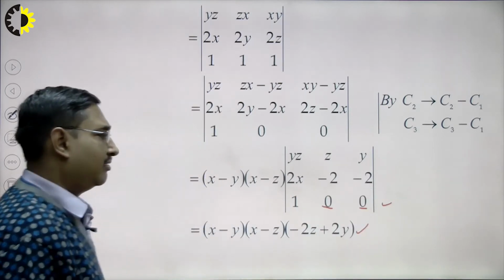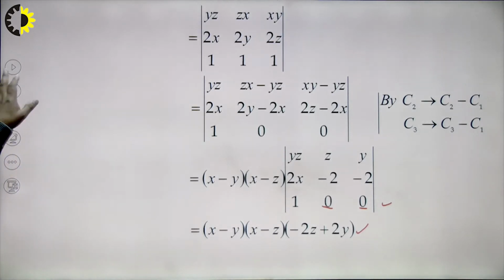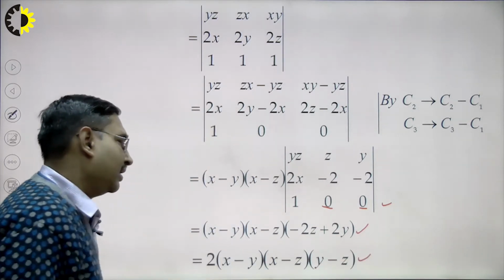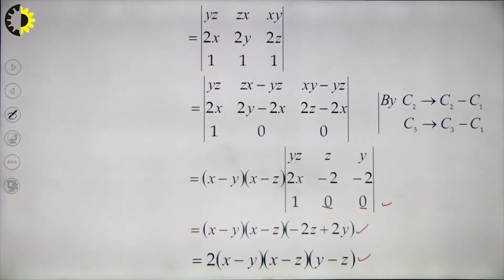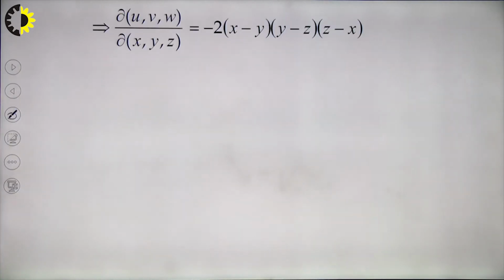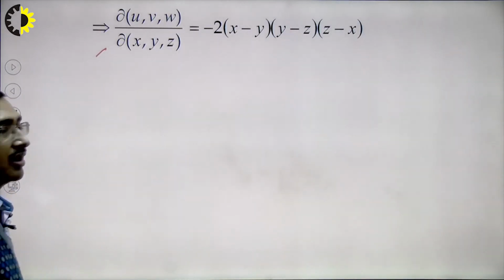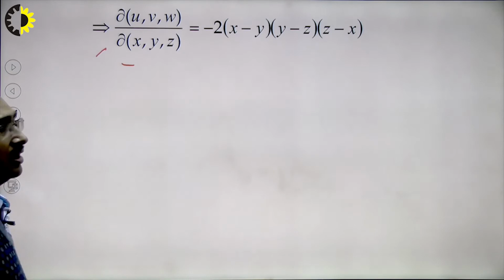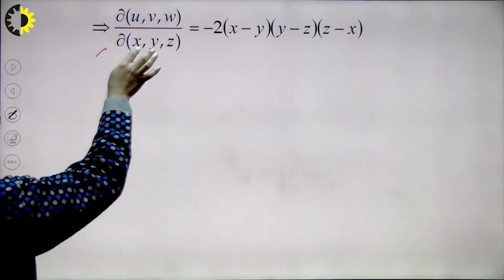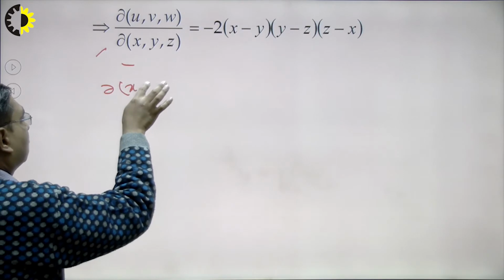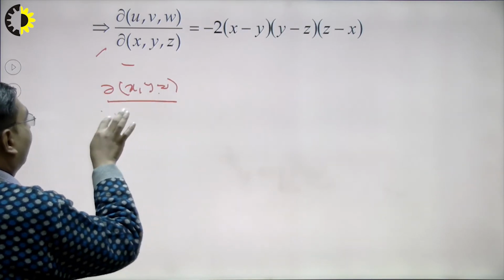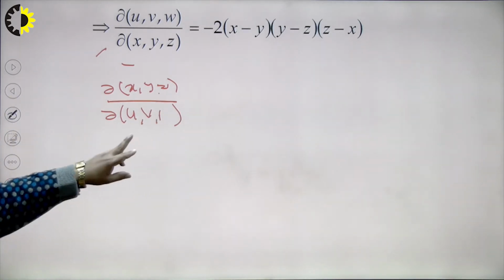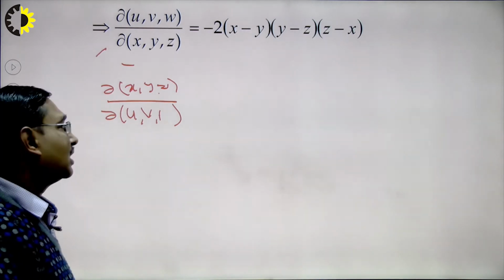The remaining two elements will be 0, so they are not mentioned here, and it can be written as twice x minus y, y minus z into x minus z. This value is the value of our Jacobian del u v w over del x y z. But we were not trying to find exactly this Jacobian, we were trying to find the Jacobian del x y z over del u v w, and to write the value of this Jacobian we shall use the specified property.